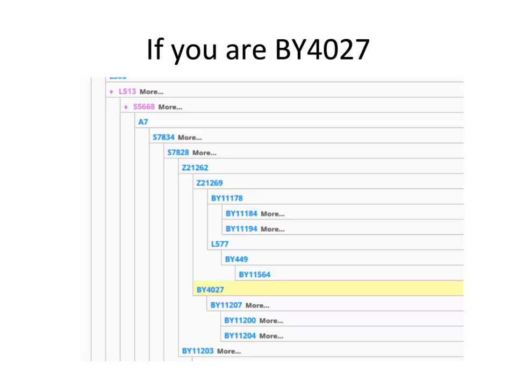Here's another candidate. Let's say you're BY4027. Well, it looks like at first glance it would be a pretty good choice because you have 3 branches underneath it, and the Z21269 looked like a pretty large one, but you need to go through the exercise to make sure that it is appropriate.